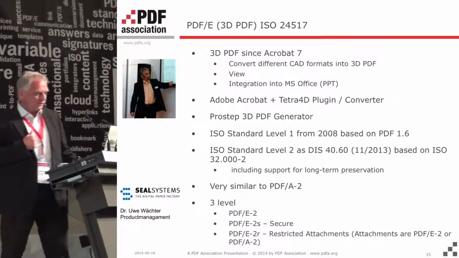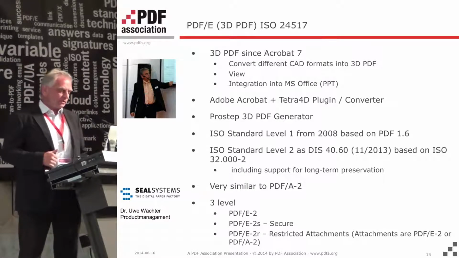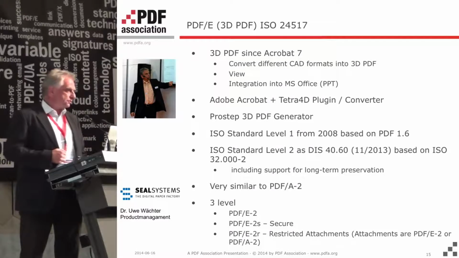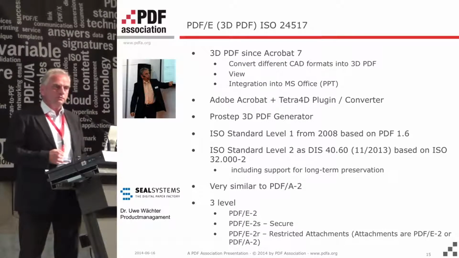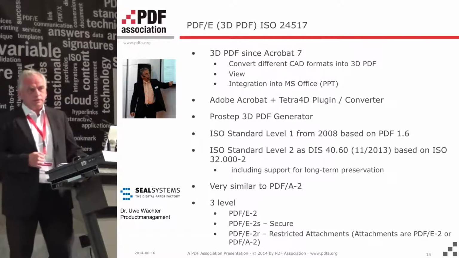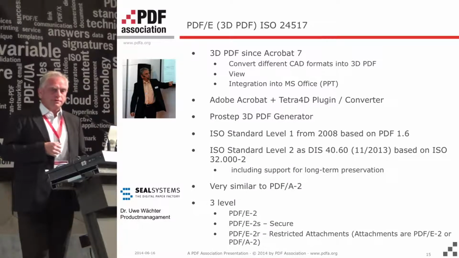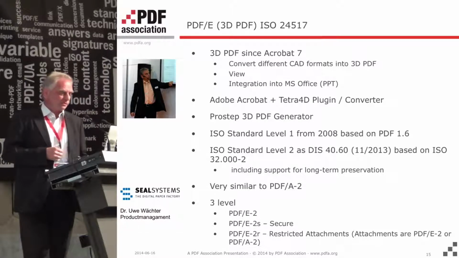It's very important to know that the ISO committee included a lot of features, a lot of specification for long-term preservation into that part of PDF E. So from my point of view, it's very similar to PDF A2. I'm not 100% sure if it covers the full range of PDF A, but I think it's maybe important to have those long-term archiving features in mind, and also as a possibility to store 3D parts in PDF.